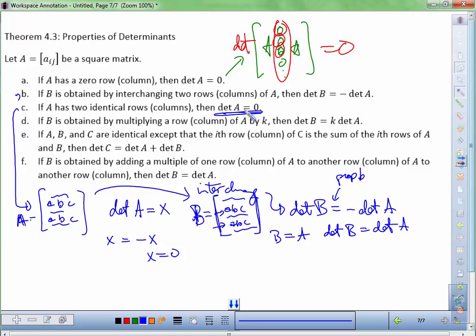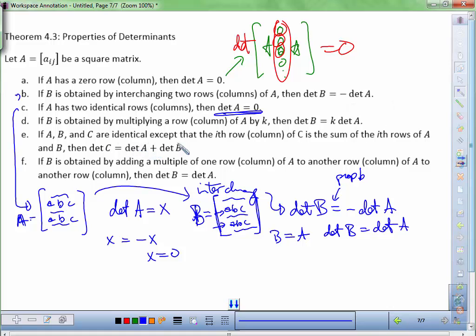All right, let's just read through the rest and not try to justify it. If you multiply a row or a column by k, then the determinant of B is going to be equal to k times the determinant. I guess that's easy enough to do. If we think about the expansion, you're adding up a whole bunch of things along that row. Imagine factoring out a k. So that's a k factored out, and then you have just a regular determinant.